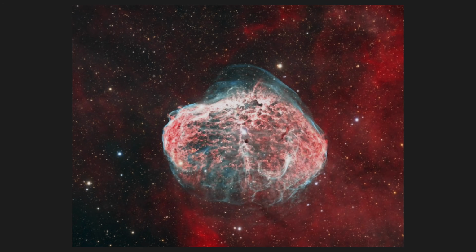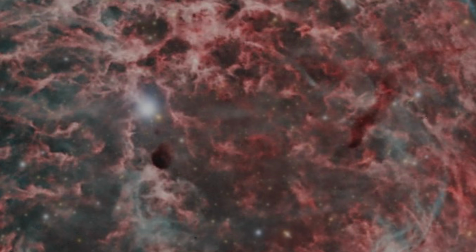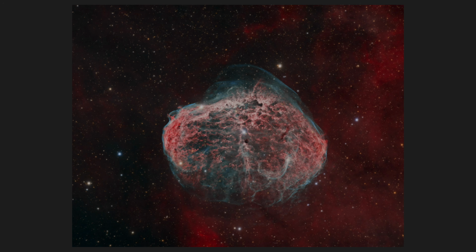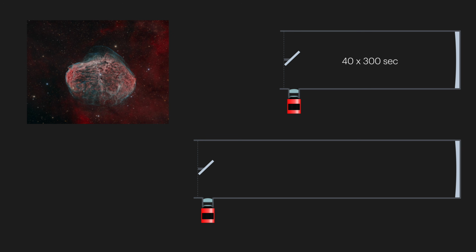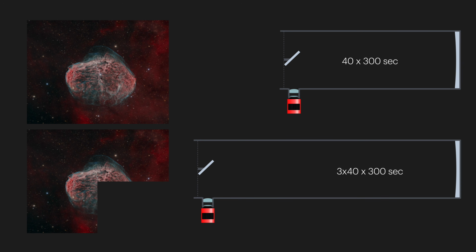However, to achieve the higher resolution, we have to once again perform a 2x2 drizzle on the faster scope's image, making them equally as dark. So once again, to match the image of the f4 telescope taken in 40 times 300 seconds, the slower telescope will have to spend 4 times 40 times 300 seconds imaging the mosaic.